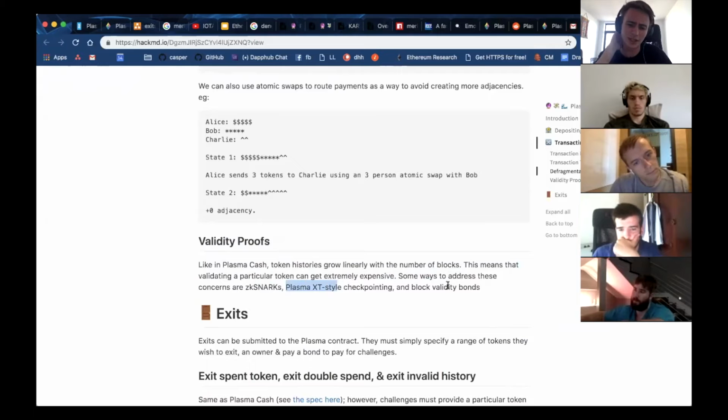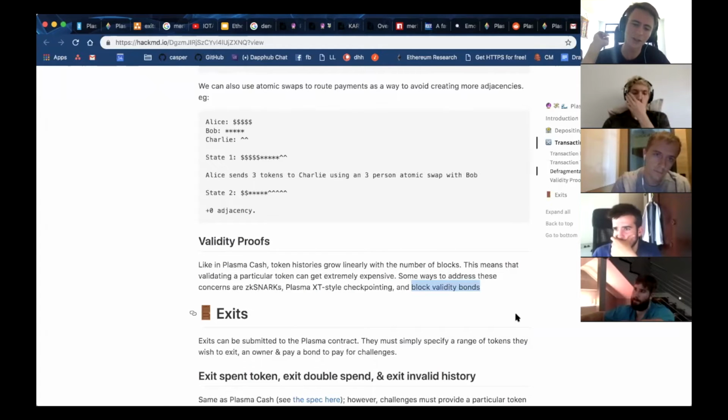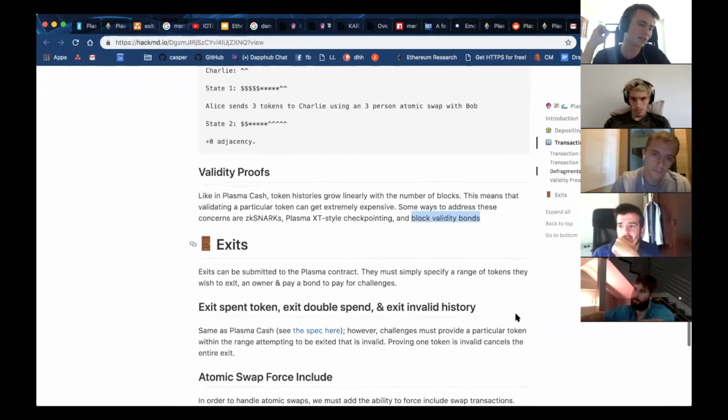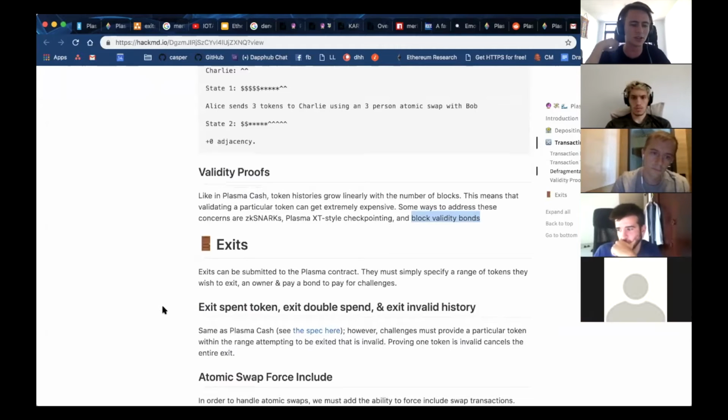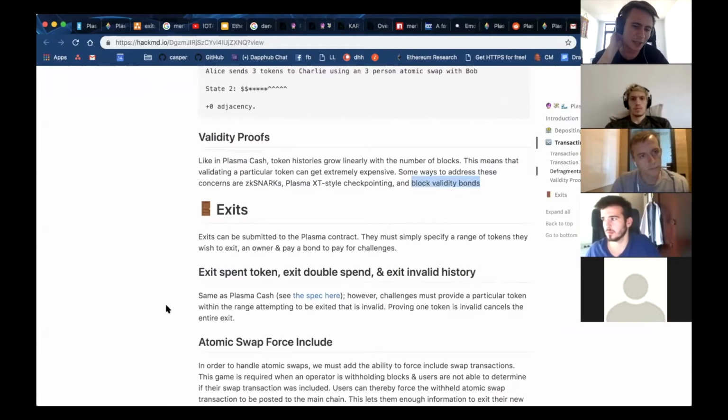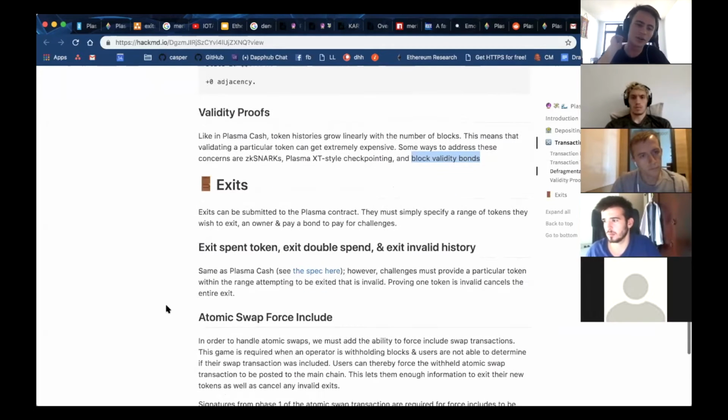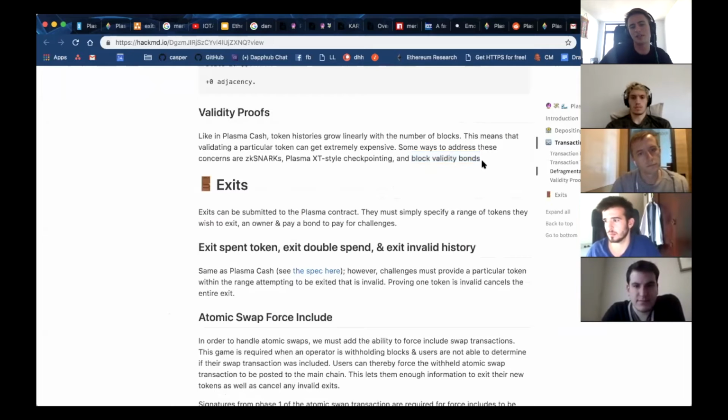There's also, I guess, the option to commit as an operator to the fact that your blocks are valid, and you'll lose some deposits. So you get some economic guarantee that there are no invalid spends or double spends. These are just different ways, similar to what we had before.